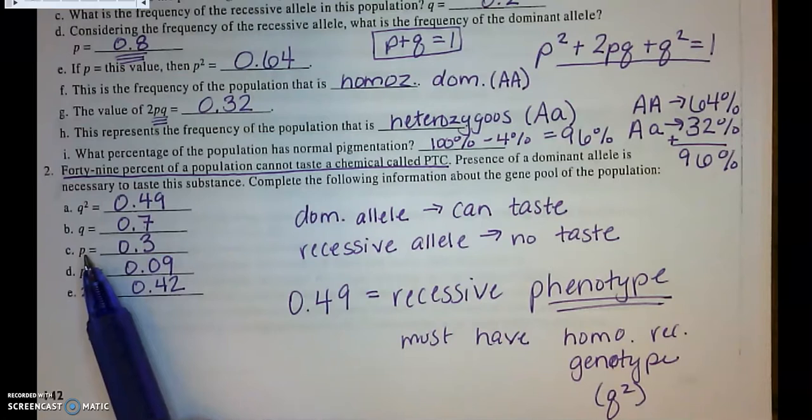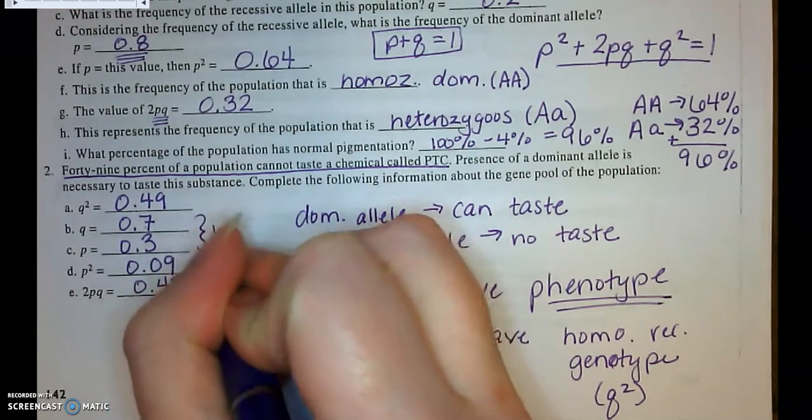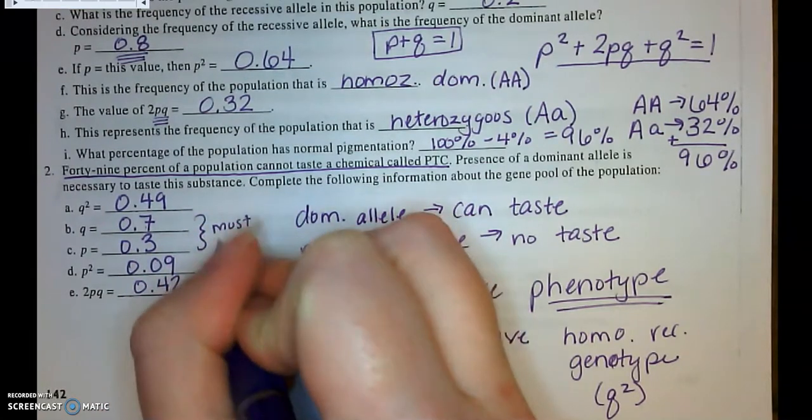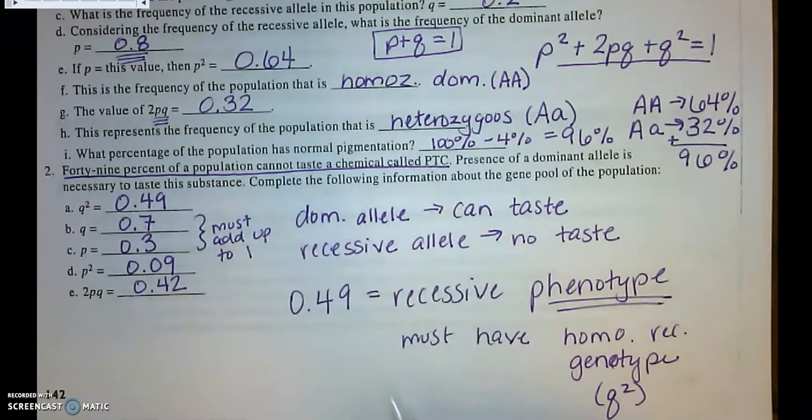P is easy to figure out because we know P and Q add up to equal 1. So these two here must add up to 1. And that's always how we figure out P or Q. If we know one, we can figure out the other. So that gives us a P of 0.3. We square it to get p squared, that's 0.09.